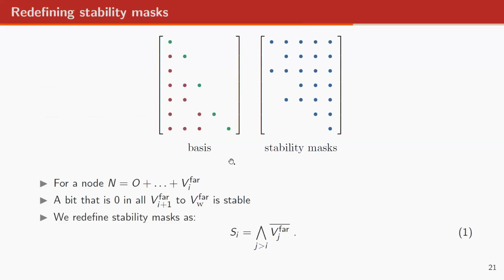So first of all, we notice this. This is an example of the triangularized basis. If we focus on this basis vector, we can see that this bit is passive in all following basis vectors. This means that, as a matter of fact, the value of this bit won't ever change when we add the new basis vector. So we can consider this stable. So we introduce this new definition of stability mask as the intersection of the complement of all basis vectors that we can still add to a node to generate its descendants.